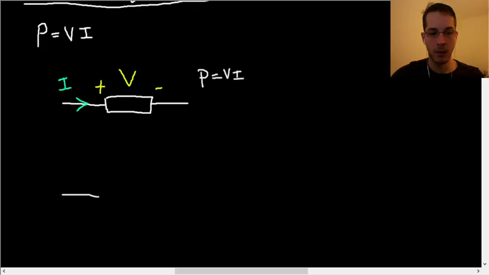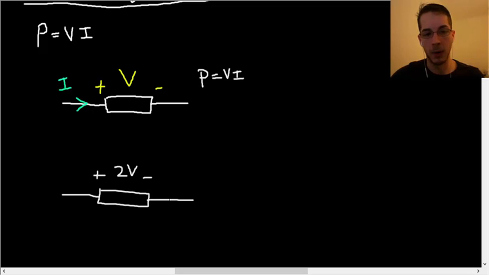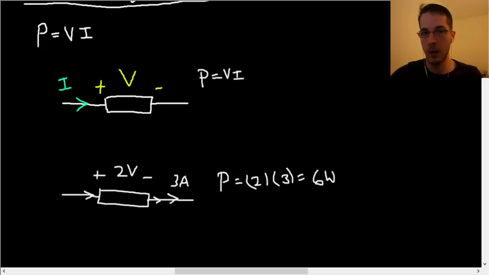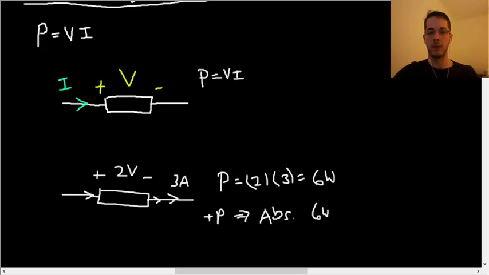So for example, I had a device like this. Let's say we had 2 volts across there, and some current going this way of 3 amps. Before we calculate the power of the device, we have to figure out whether or not it's in passive sign convention. Well, it is here, because if we backtrack the current, we can see that the current is entering the positive terminal, so we're all set. The power would just be 2 volts times 3 amps, or 6 watts. Because our answer for power is positive, that means that we're absorbing 6 watts of power.